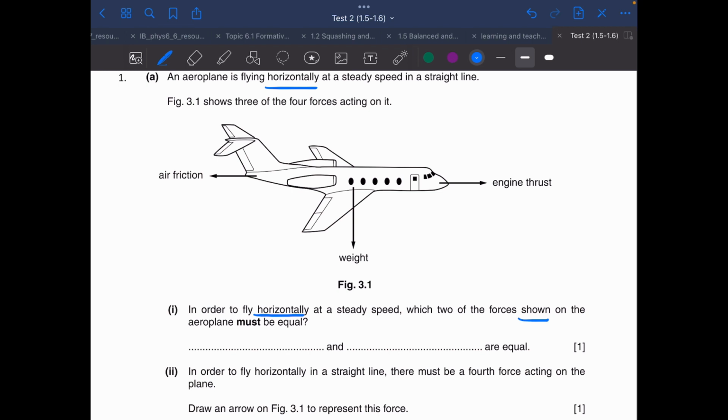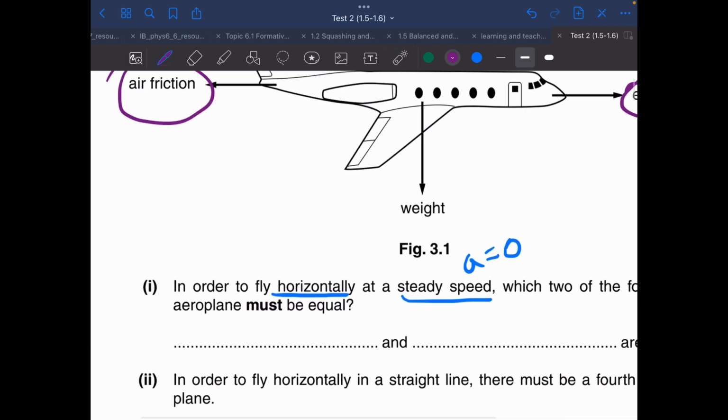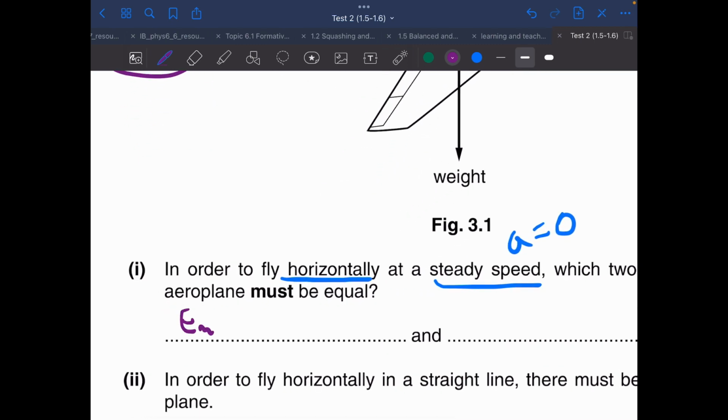So for it to fly with a steady, constant speed, the acceleration has to be 0, which means that the forces are balanced. And therefore, this force here, the engine thrust, needs to balance the air friction. So the 2 forces are the engine thrust, and the air friction.